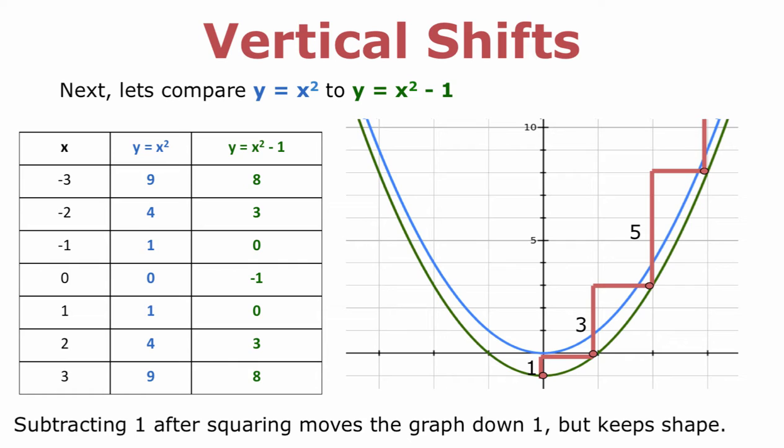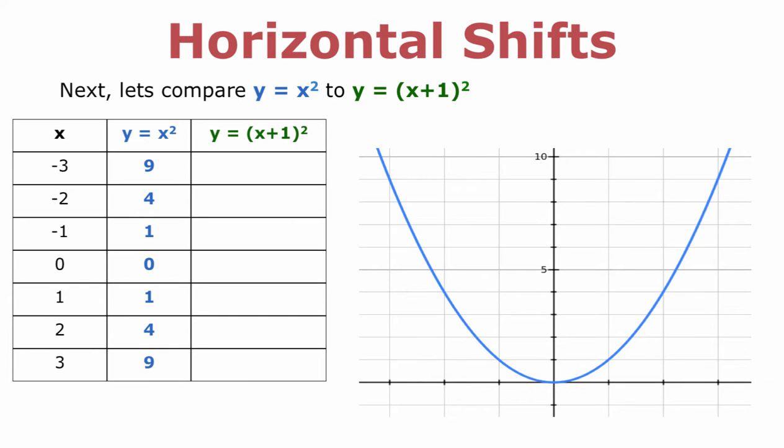So all we do when we add or subtract outside of your squaring part of the function is we shift our graph up if we have a positive sign, and we shift our graph down if we have a negative sign. Now, moving your graph in the horizontal direction is a little bit more tricky to understand than the vertical direction. You may have to watch this portion of the video a few times just to get everything down pat.